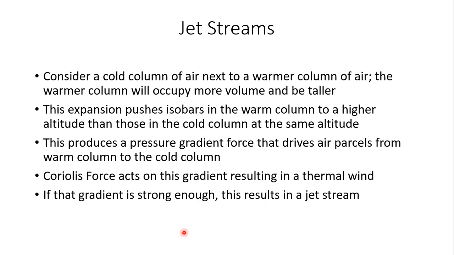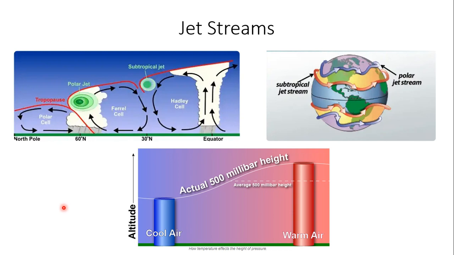Anyway, this Coriolis force is going to act on the gradient from a higher, taller column to a shorter, colder column. It results in what's known as a thermal wind. And if that gradient is strong enough, this results in a jet stream. All right, so here's some great pictures. I got 3 pictures here kind of describing jet streams.